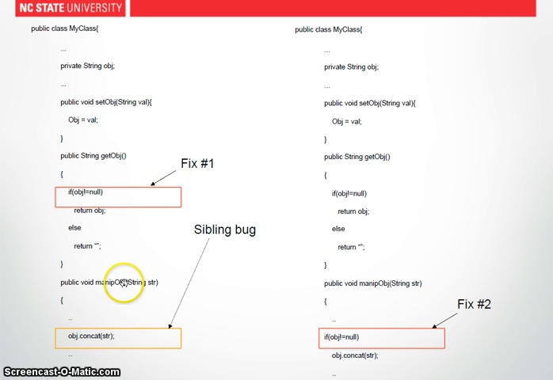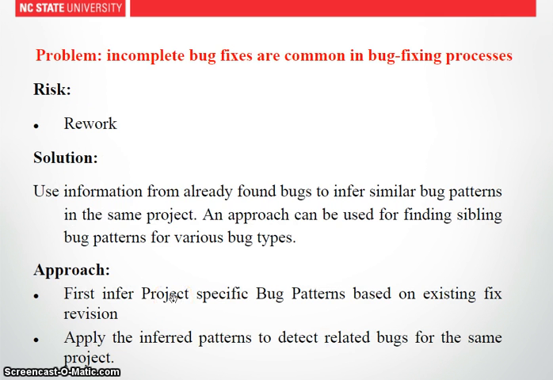However, we also see that this fix could also be applied in another method. This fix is then applied in the second fix revision. If some of the related bugs are fixed in a fix revision but others remain, such a fix can be considered an incomplete fix. The risk involved with this is potentially having to do a lot of rework.